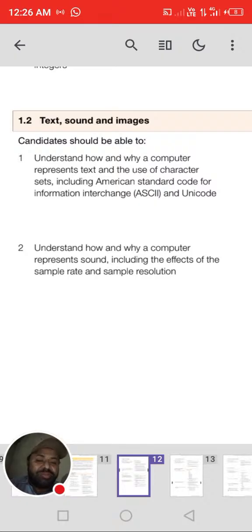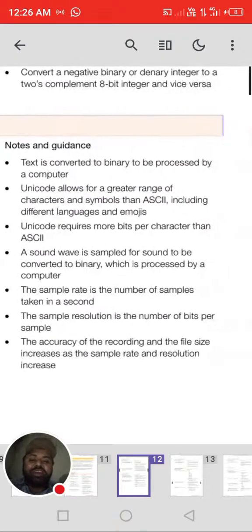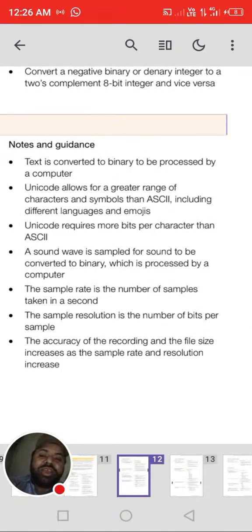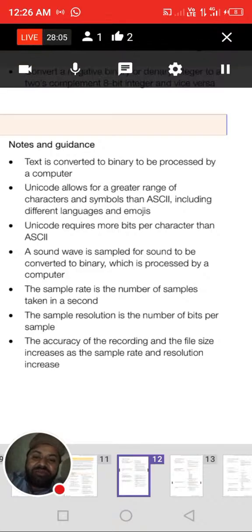These are the two basic standards, ASCII and Unicode. Nowadays, Unicode is the latest one. ASCII is a limited one, but both are very important for understanding text. Text is converted to binary to be processed by a computer. Now, ASCII provides that format. A is represented by some value in binary, and B and so on. And similarly, in Unicode, we see emojis and different text with the help of these formats.